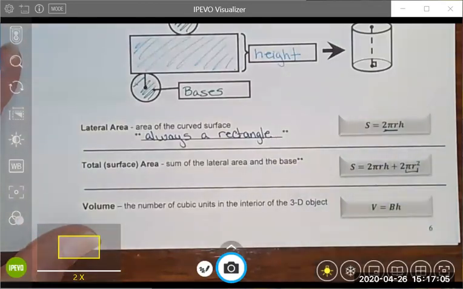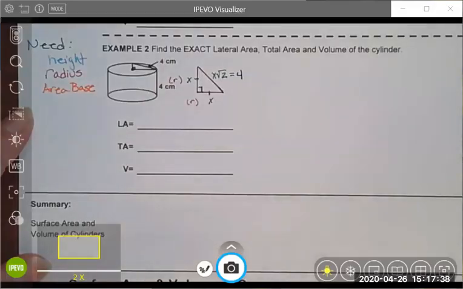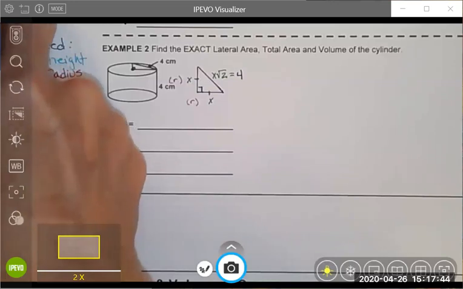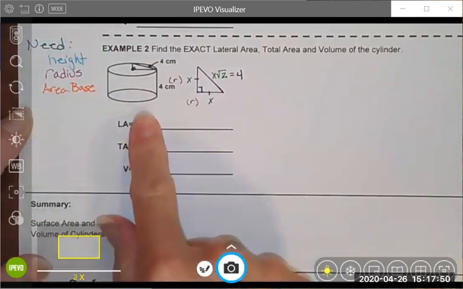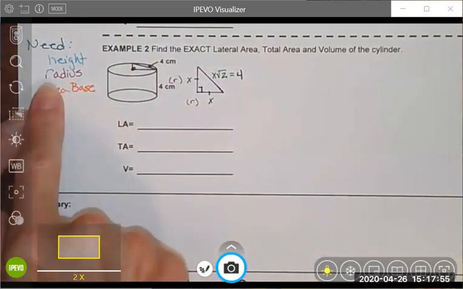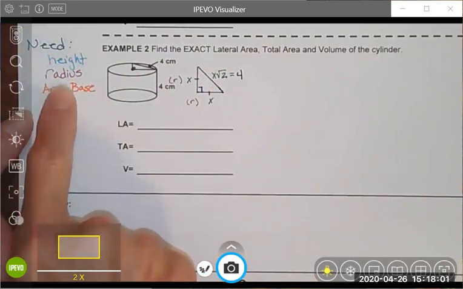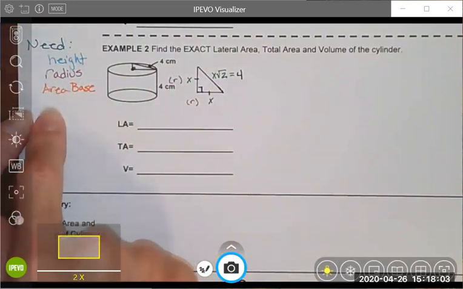Let's do an example. Number 1 and number 2 are similar. In example number 1, you're given the radius of the circle and the height of the cylinder, so it's not very interesting. I like example 2 because it requires us to do a little bit more thinking. To solve this problem, to find the lateral area, total area, and volume, I need to know the height of my cylinder. I need to know the radius. And I'm going to use those to calculate the area of the base.